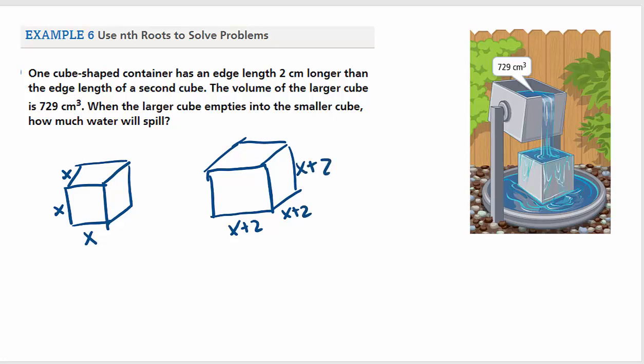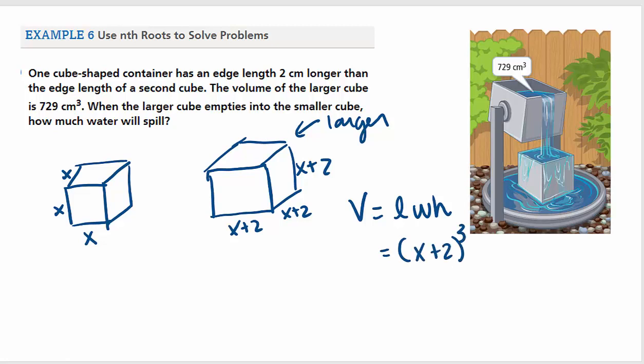So there are 2 cubes. The volume of the larger cube, so the one with the plus 2 has to be the larger one, is 729 cubic centimeters. So volume, remember, is length times width times height. And in this case, when we multiply those all together, we're really getting x plus 2 cubed because it's the same length on each side. And that's going to be equal to 729.